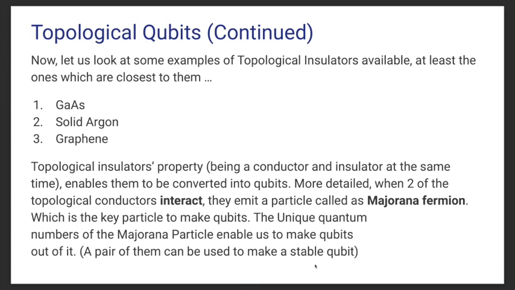The topological insulators available right now are shown in the slides. When two topological insulators, the same ones, interact with some phenomena, they emit a particle called a Majorana fermion. The unique quantum numbers of this particle are what make it interesting.